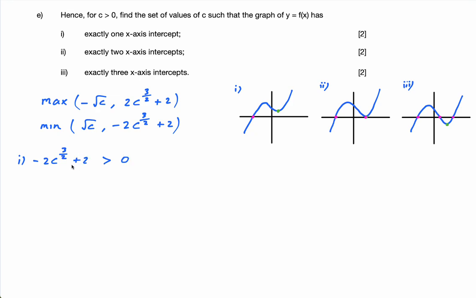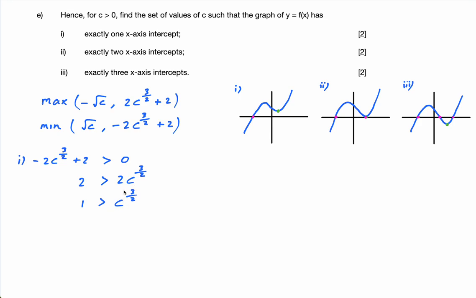For this to be bigger than 0, just be careful with inequalities, guys. I'm going to add the minus 2c to the 3 over 2 to the right of the inequality. I can do that and just change the sign. So 2 is greater than 2c to the 3 over 2. That's fine, just like a normal equation. I can divide by 2. So 1 is greater than c to the 3 over 2. So c to the 3 over 2 has to be less than 1.